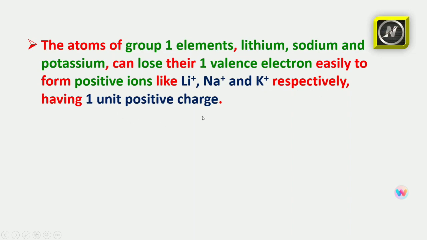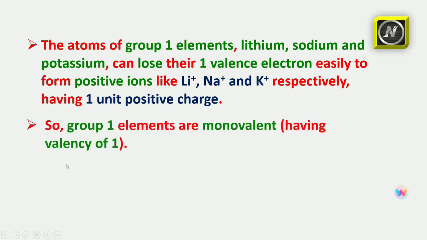That means the first group elements like lithium, sodium, potassium have valence 1, and they can easily lose that electron and form cations, which have 1 unit positive charge. So group 1 elements are monovalent, having a valency of 1.